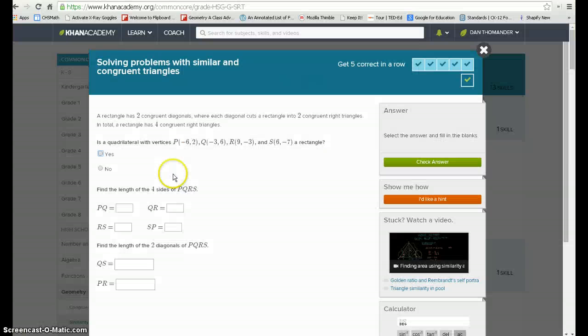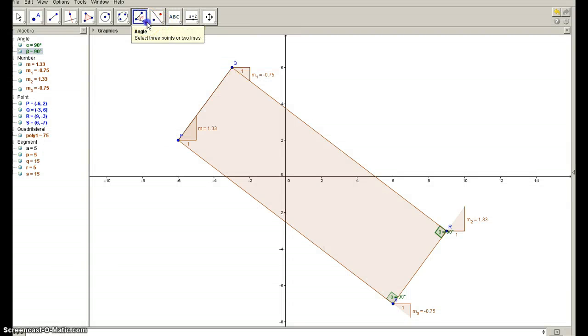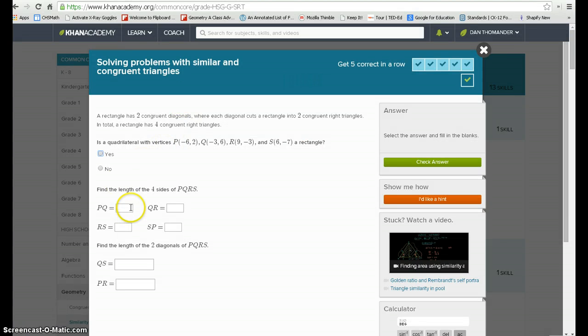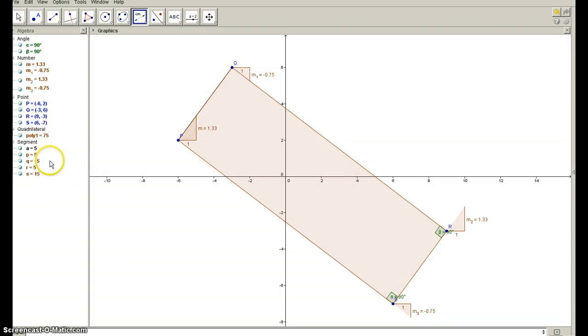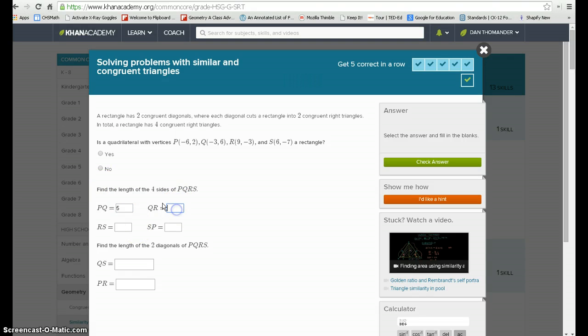So now what we need to do is find the lengths of the four sides. So PQ. Well, this is why we love GeoGebra. It's just such a great tool. So that length is measured right over here at 5. So I just put 5 in for PQ. And QR, the second one, that was 15. So I'll put 15 over there. And then RS is going to be 5. And SP will be 15 again.